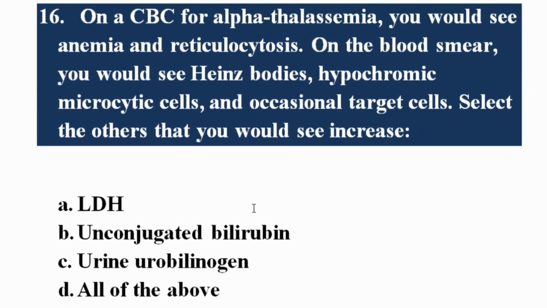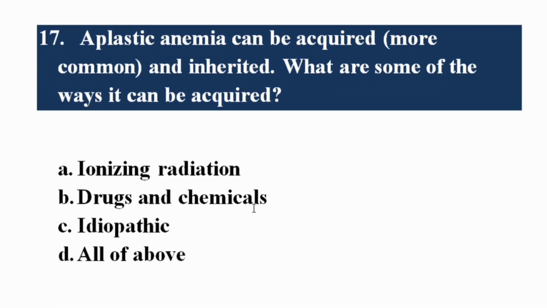On a CBC for alpha thalassemia, you would see anemia and reticulocytosis. On blood smear, you would see Heinz bodies, hypochromic microcytic cells, and occasional target cells. Select the others that you would see increased. Right option is delta, all of the above. Aplastic anemia can be acquired and inherited. What are some of the ways it can be acquired? Right option is delta, all of the above.